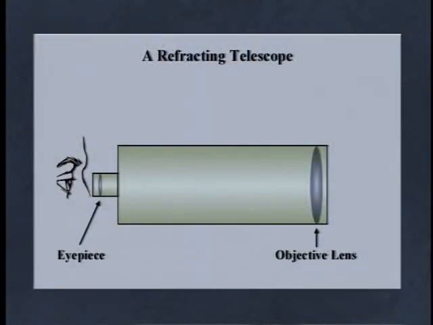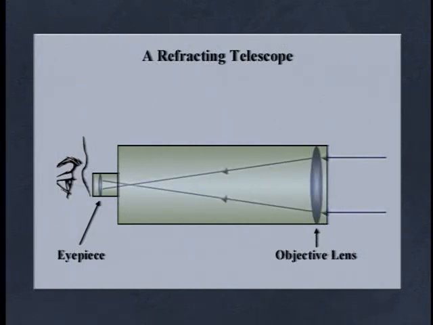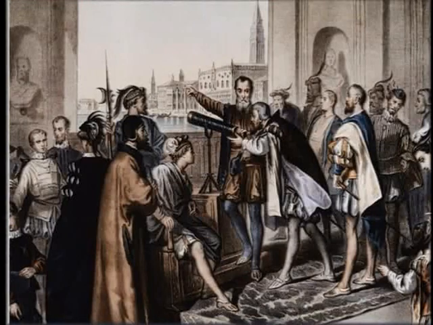And here's how it works. Optical telescopes use a combination of lenses and mirrors. In this refracting telescope, there's a sequence of lenses, an objective lens and an eyepiece. Light comes through, it's bent through the objective lens, through the eyepiece, and comes to your eye, and that magnifies distant objects.